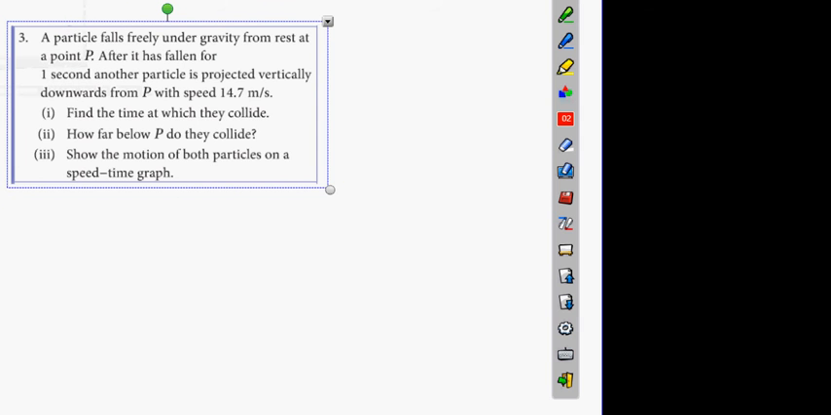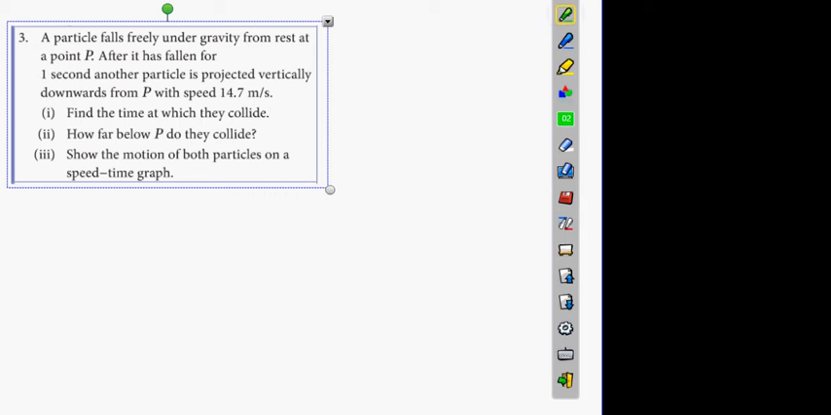What we have here is question 3. A particle falls freely under gravity from rest at point P. After it has fallen for 1 second, another particle is projected vertically downwards with a speed of 14.7 meters per second. Find the time at which they collide. Okay, so actually I don't think this is a velocity time graph.